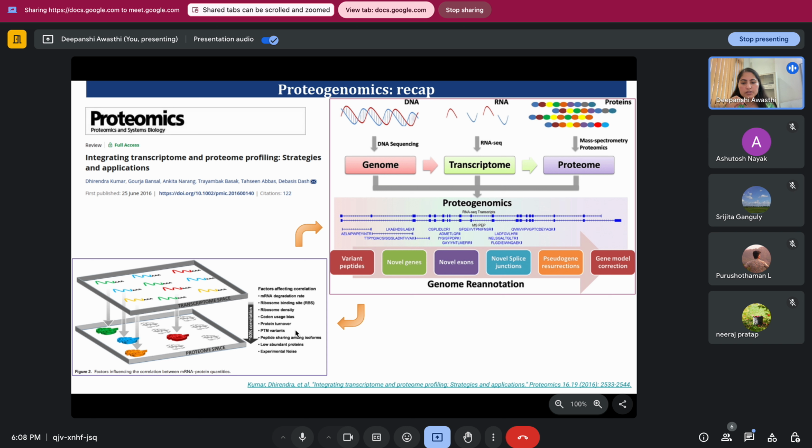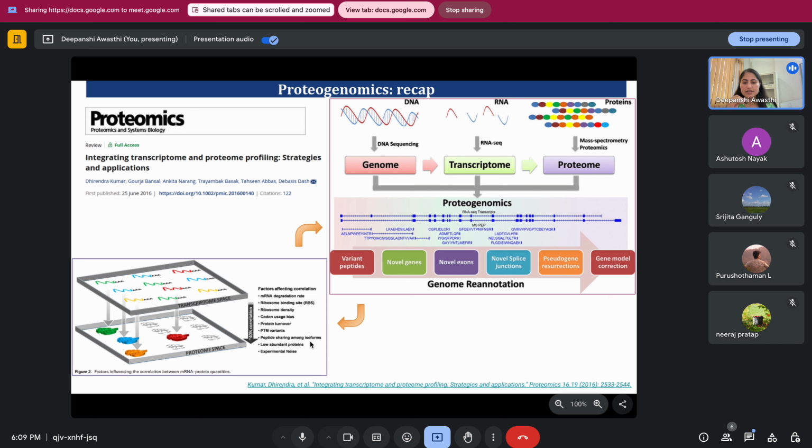Then protein turnover. Protein turnover means the rate of synthesis of protein from mRNA, so it could also vary. Then PTM variants, which are the post-transcriptional variants, could also be one of the reasons. For example, if there is methylation or miRNA inactivation or degradation of a particular mRNA, then in those cases also this mRNA won't be able to convert to a protein.